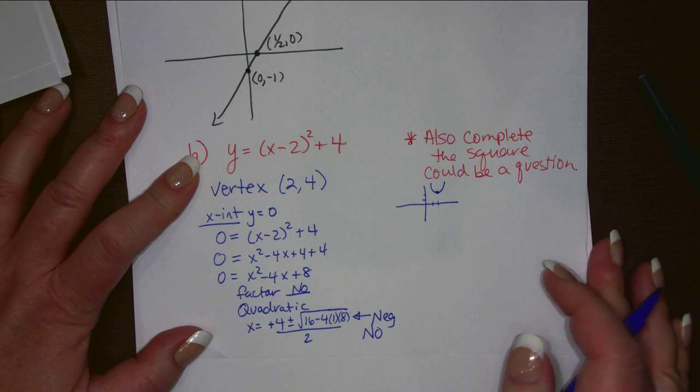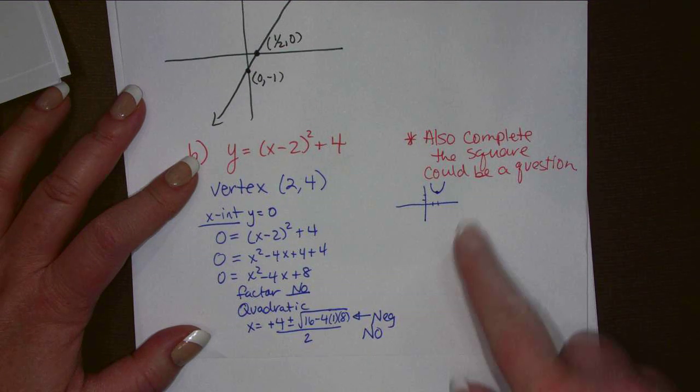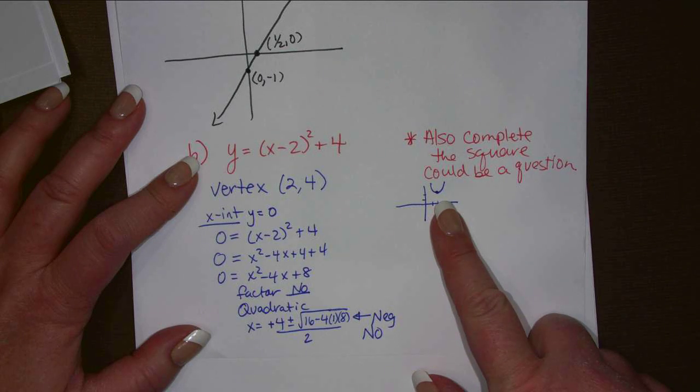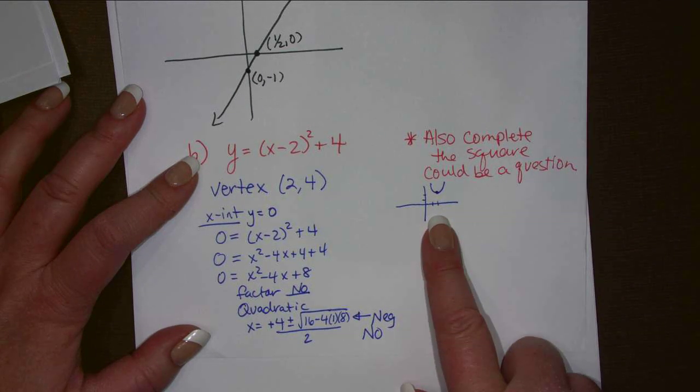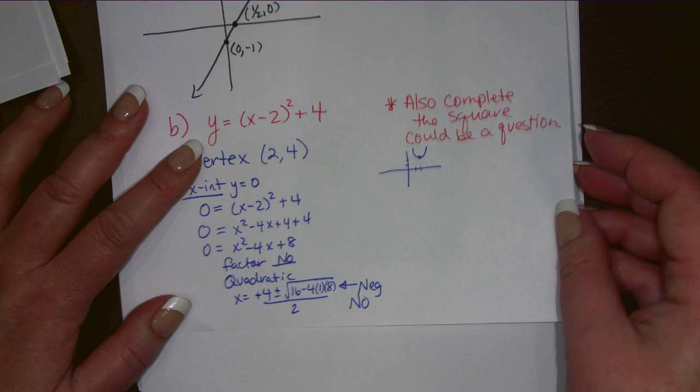But you've done all this work, FOILed it out, tried to factor, then used the quadratic equation, all to do something that you could have just realized when you found the vertex. It's not going to go through the x-axis, so I don't need to find them. Okay, so don't do all that work for nothing. It's not wrong, it's just a lot of extra work. So we need the y-intercept.